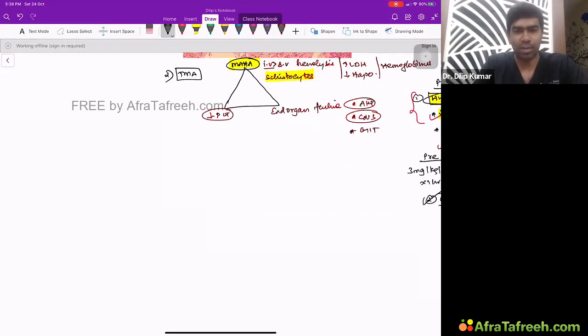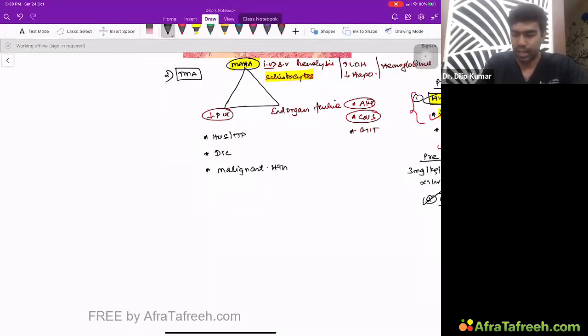What are the conditions that produce it? Typically what you need to know for exam is the HUS and TTP complex, which produces thrombotic microangiopathy. Second thing that produces it is your DIC, which is extremely common. Third thing is accelerated hypertension or malignant hypertension, which can produce a TMA-like picture. Next we have scleroderma renal crisis, which can produce a TMA-like picture.